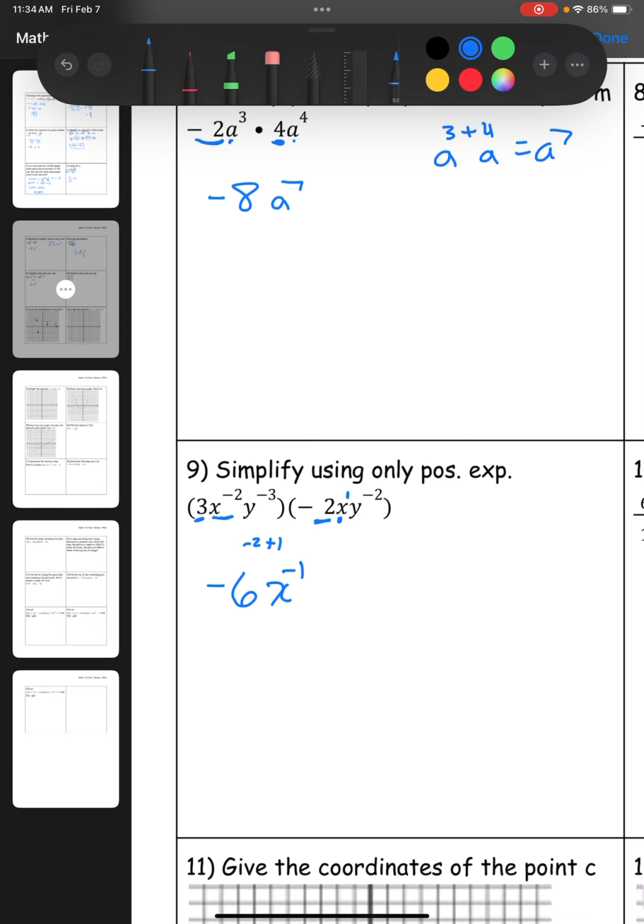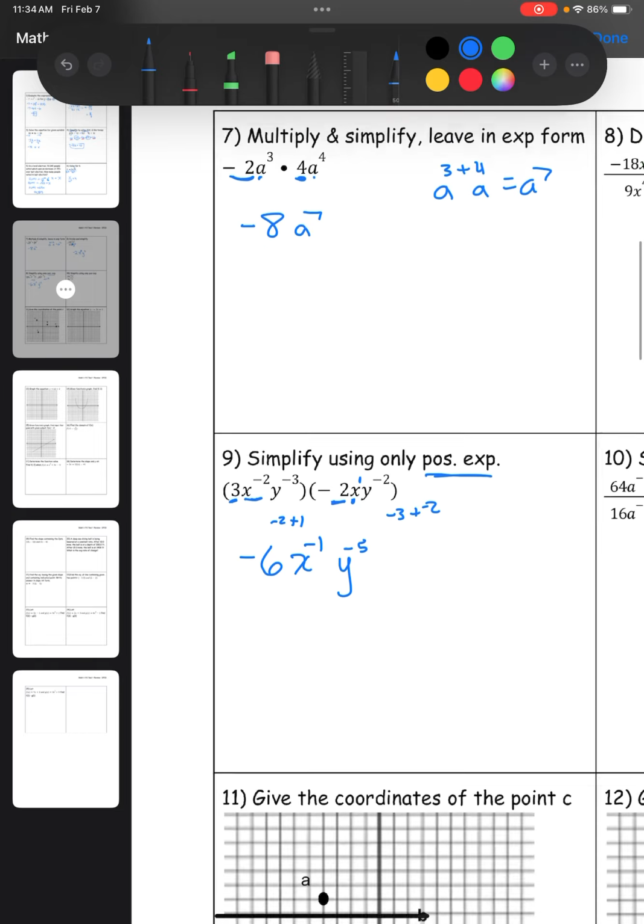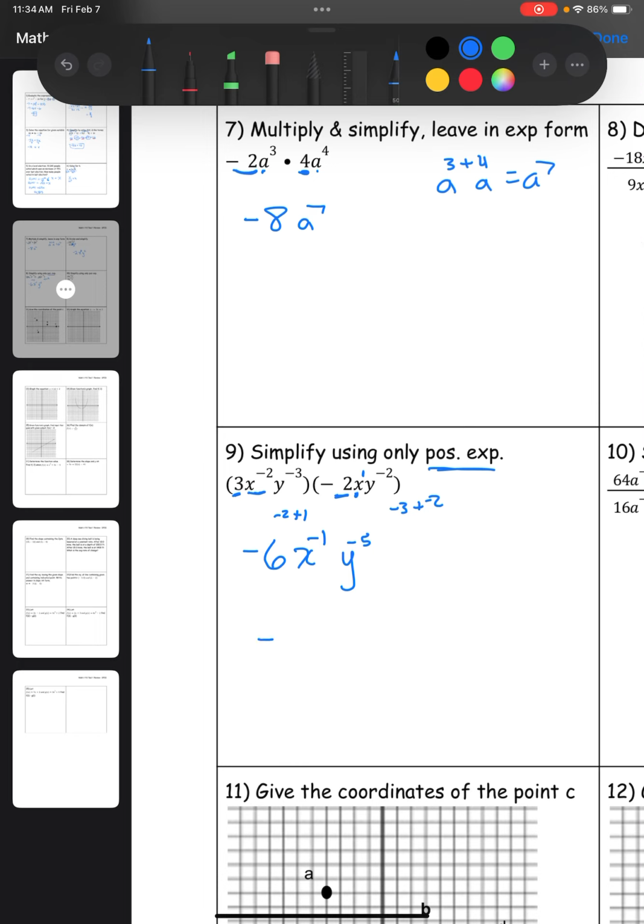Then we have y to the negative 3rd times y to the negative 2nd. Again, we're adding, so we're doing negative 3 plus negative 2, which gets you y to the negative 5th. Now again, they want you in positive exponents. So from there, negative 6 still stays on top. Since these are both negative, they're going to be under the negative 6. And we have x to the 1, or just x, whichever makes sense to you, and y to the 5th. And that is giving it with positive exponents.